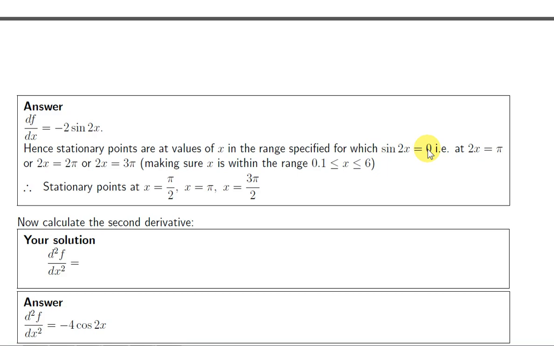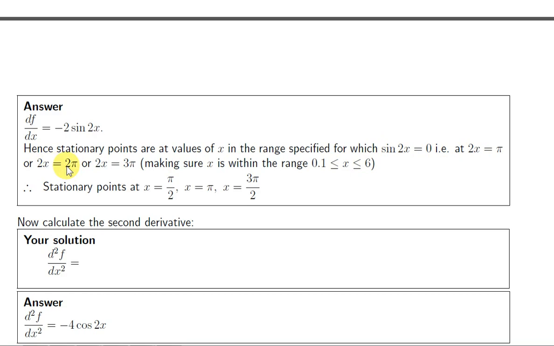The sine function is 0 when the angle is a multiple of pi radians, or 180 degrees. So we want integer multiples of pi radians. So that's 1 pi, 2 pi, 3 pi, 4 pi, and so on. But of course we want x to be in the range 0.1 to 6. So we look at these values for x. So from this equation we get x equals pi over 2, and pi over 2 is indeed in this range. Pi over 2 is about 3.14 divided by 2.